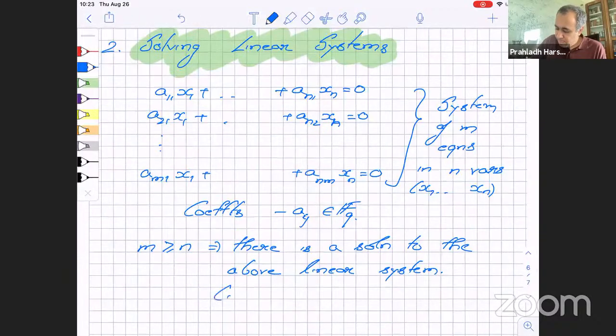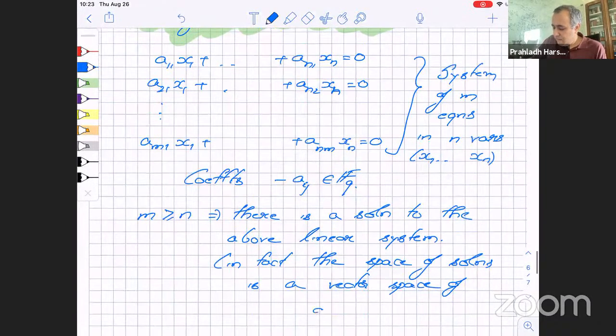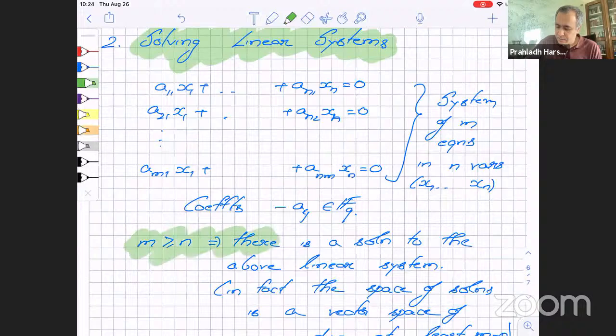In fact, the space of solutions, if you don't follow this you can ignore this for now, is a vector space of dimension at least m minus n. This is something, if you've done any bit of linear algebra over the reals, complexes, you would have seen this is obviously true. And I say the same statement is true over here also.